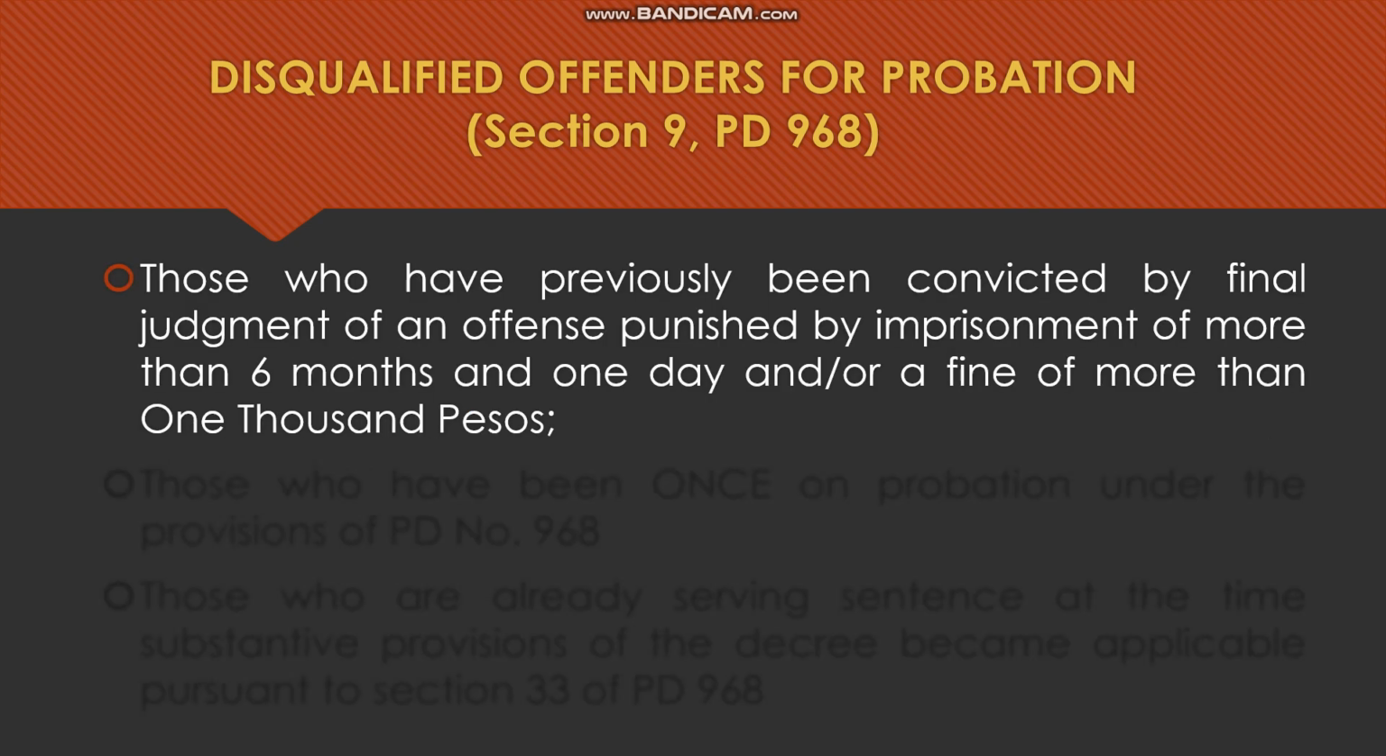Next, those who have previously been convicted by a final judgment of an offense punished by imprisonment of more than 6 months and 1 day and or a fine of more than 1,000 pesos. Those who have been previously convicted. So, ibig sabihin, ikaw ay previously napatawan na ng judgment, ikaw ay previously convicted na of a specific crime, na kung saan yung offense na nagawa mo is punishable by imprisonment of more than 6 months and 1 day or a fine of more than 1,000 pesos. Yan yung tinutukoy natin kanina, na mayroon ding specific na years, and then specific na fine na kung saan kapag lumagpas doon, ikaw ay disqualified.